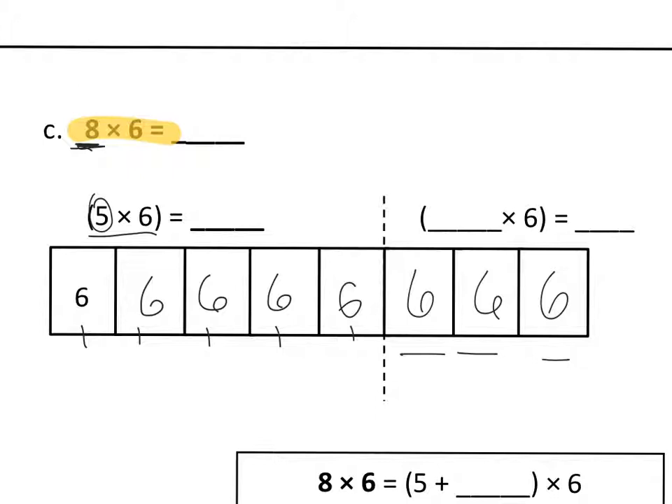Okay. And we know that 5 times 6 is 30 from the last problem. Now we're going to count by 6s again. 6, 12, 18. So we have 3 groups here. 1, 2, 3. 3 times 6 equals 18. We have 3. This is the number of groups. Number of equal groups.